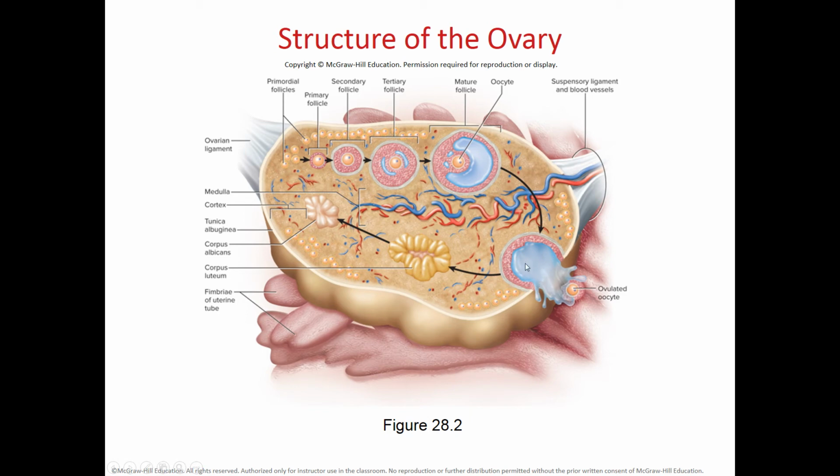And then once you ovulate this oocyte, this remnant will form what is called the corpus luteum, that is going to secrete progesterone. And then if no fertilization happens in pregnancy, then this corpus luteum will become the corpus albicans. And this is the capsule of the ovary.